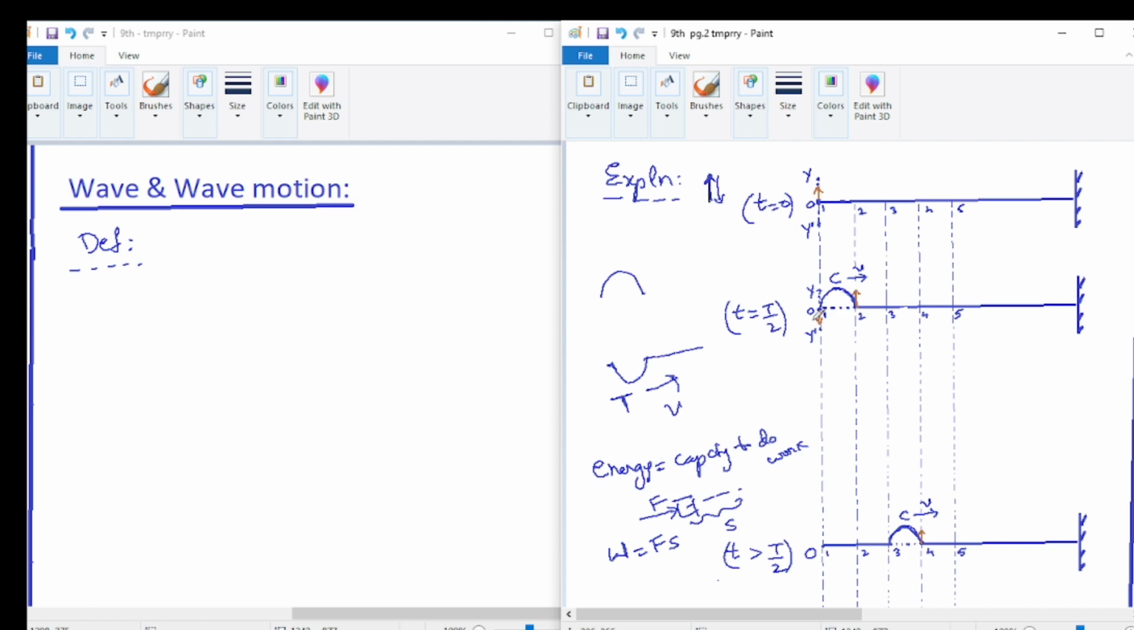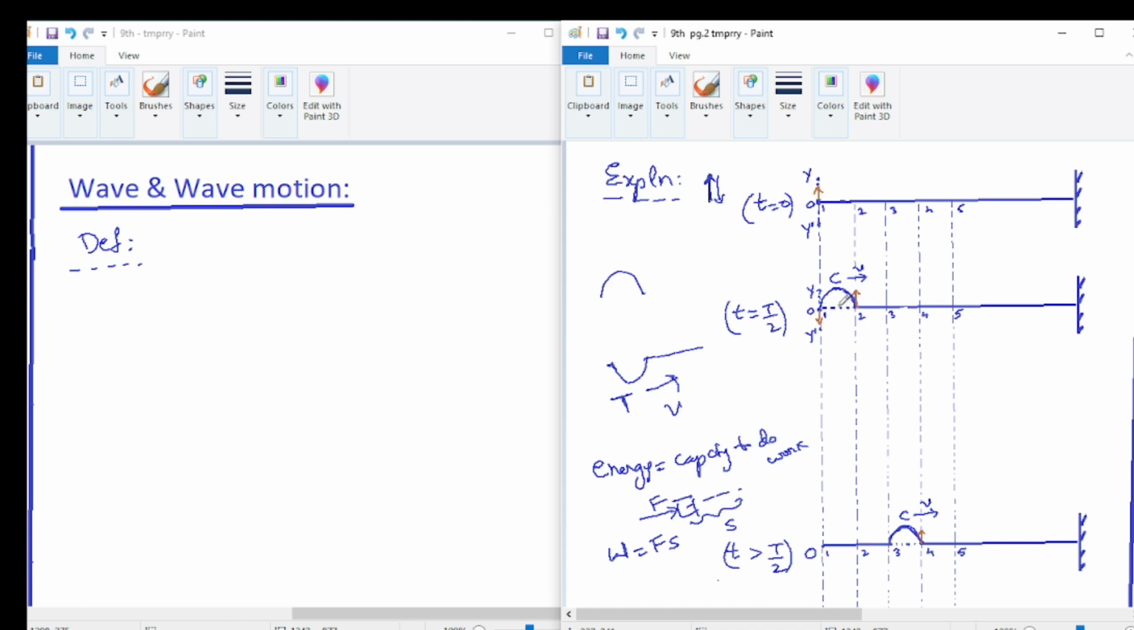But we know the definition of wave now very clearly. It's nothing but a disturbance which is created at a point and moves through the medium due to vibrations of particles. This special motion of the disturbance due to vibrations of particles is called wave motion, and this disturbance which is moving due to vibrations is itself called a wave.